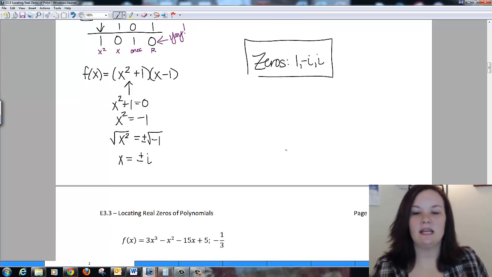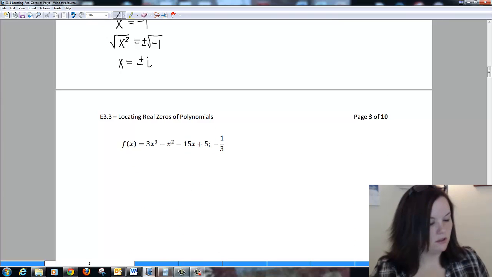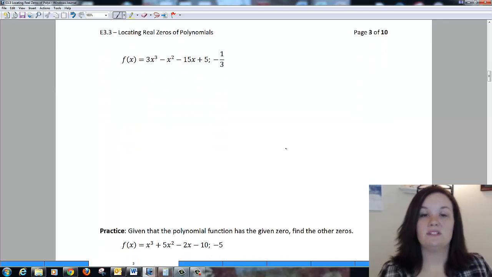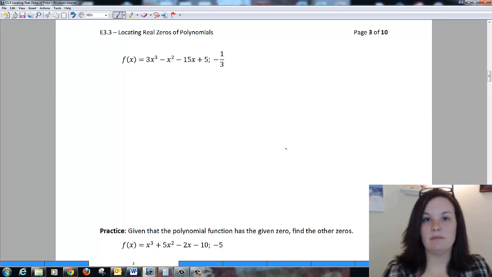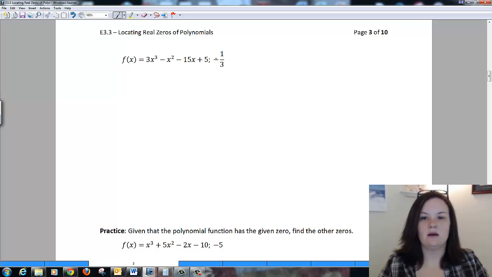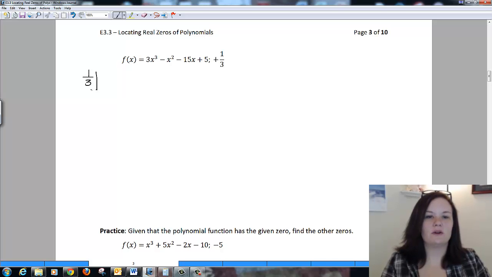Okay, let's look at another one. Take the 0 that they give you and use synthetic division to find the remaining factor. Now I had a typo on this one. Your notes may be correct, but this 1/3 should be positive, not negative. So if yours is a negative, go ahead and make it positive. So I'm going to put positive 1/3 in a box, and I'm going to write out all my coefficients. So I have a 3, I have a negative 1, I have negative 15, and I have 5.